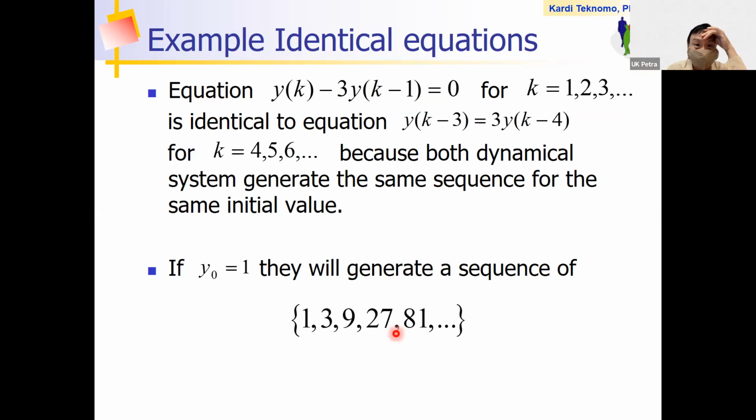Let me take an example. yk minus 3yk minus 1 equals 0, for, look at this, important, k equal 1, 2, 3, and so on. This is actually identical to yk minus 3 equal to yk minus 4, for k equal 4, 5, 6, and so on. Why? Because both of them generate the same sequence for the same initial value. So if you put y0 equal 1, they will generate this sequence.